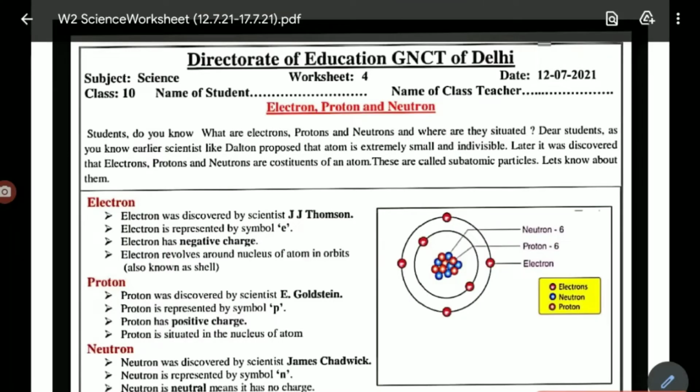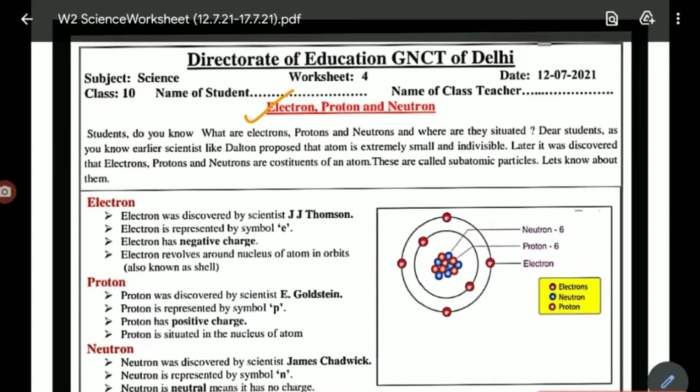Good morning, students. Today we'll be discussing worksheet number 4 of class 10, subject science. The topic of discussion is electron, proton, and neutron. You know some basic idea about these subatomic particles. You have studied it in previous class.